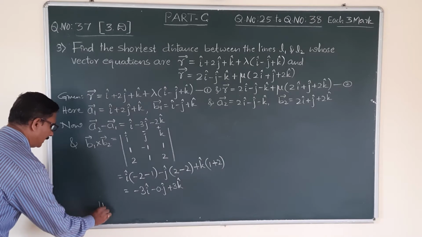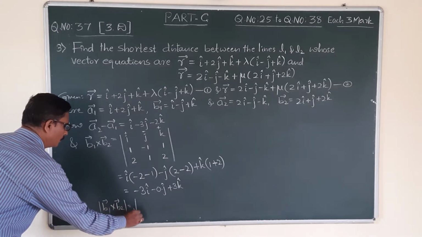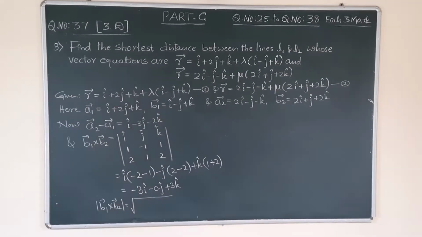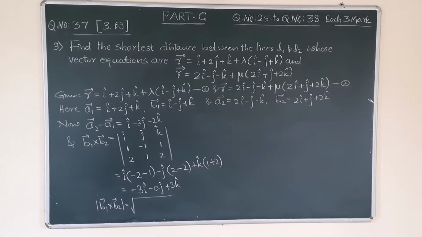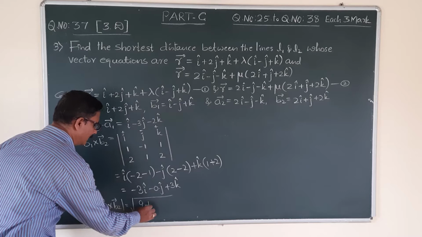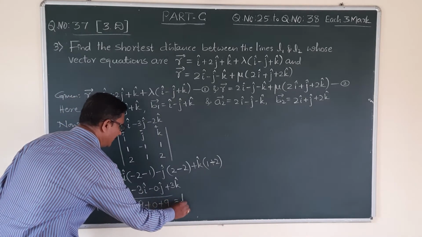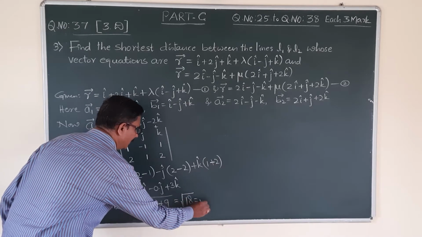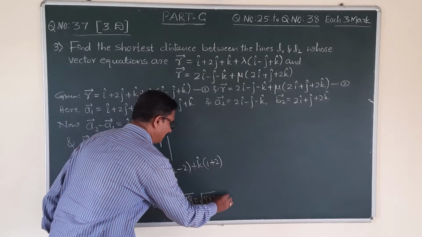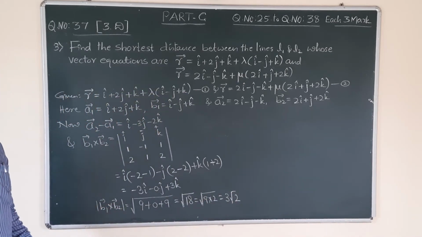Then to find the magnitude, the magnitude of b1 cross b2 is equal to under root of coefficient of i, minus 3 square 9, coefficient of j 0 square is 0, coefficient of k 3 square 9, that is 9 plus 9, 18. Root 18 can be written as root of 9 into 2, so that is equal to 3 root 2. This is the magnitude of b1 cross b2.